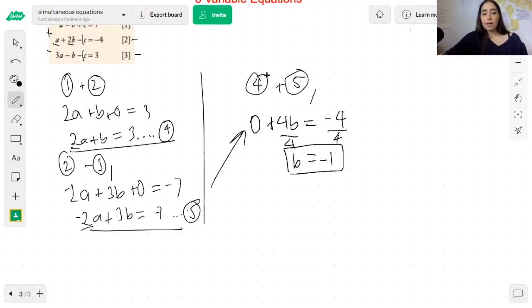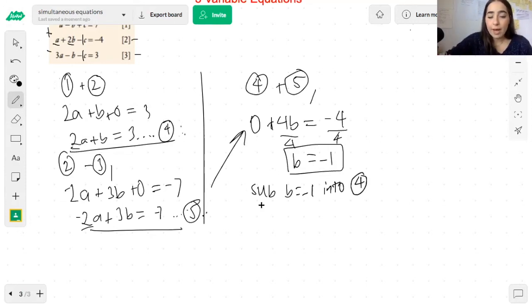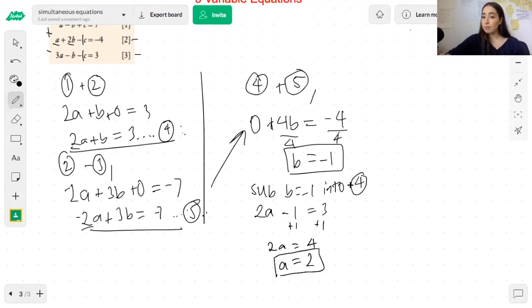Okay? Now we need to find a. So we're going to sub the value of b into any one of these equations over here. So equation 4 or 5. So I'm going to say sub b equals -1 into equation 4. So we have 2a plus b, so -1 equals 3. I'm going to add 1 to both sides. So you get 2a equals 4. Divide 2 to both sides, you get a equals 2. And there's the value of a.